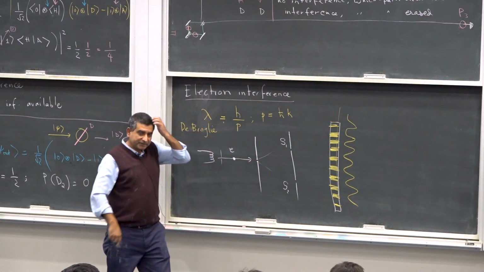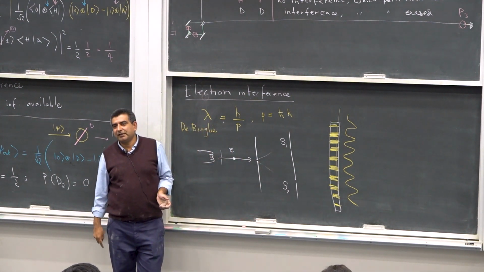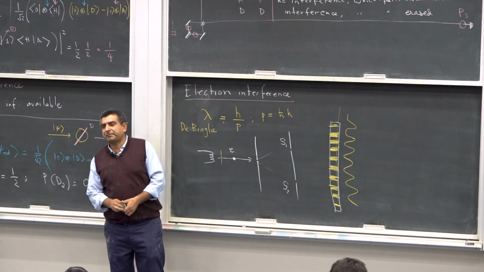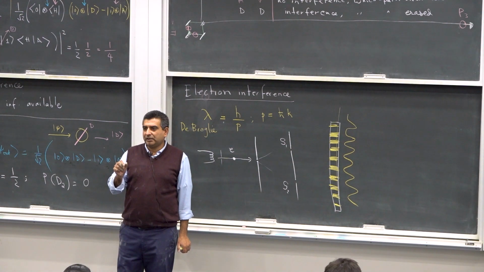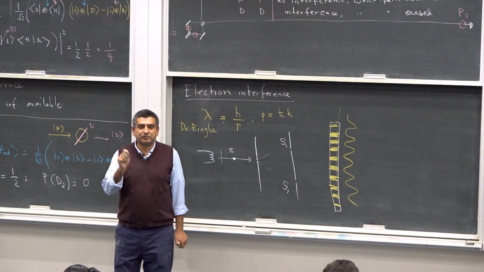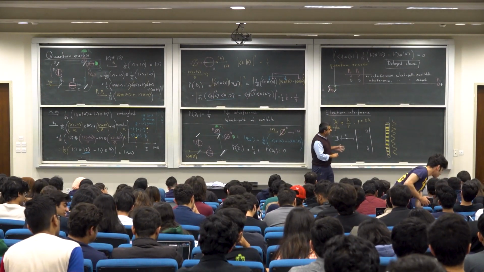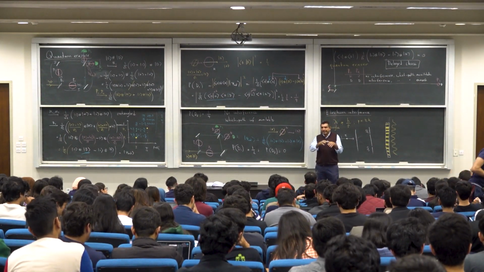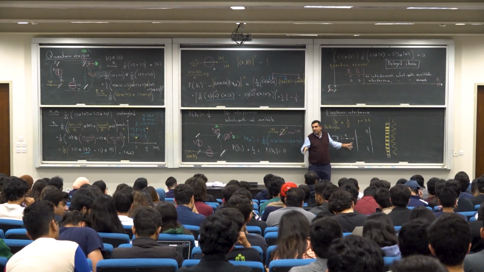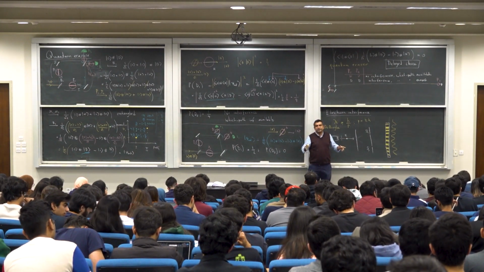So you get interference fringes. Now the good thing is that if this source of electrons in the beam was so dilute, so sparse, that only one electron comes out at a time, then in this apparatus there is only one electron inside this interferometer. This is also an interferometer. So there is only one electron inside the interferometer at a time.